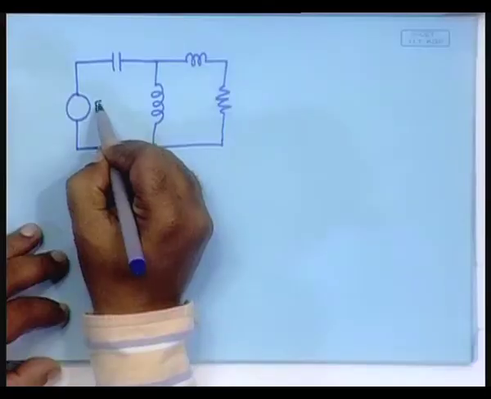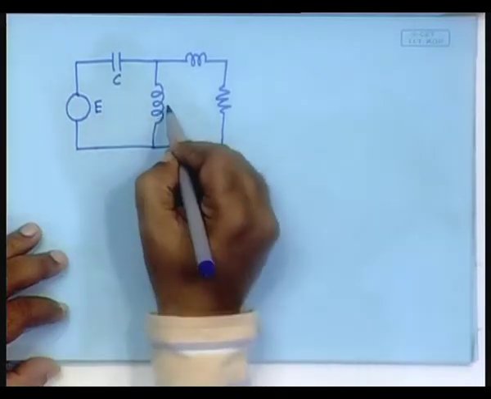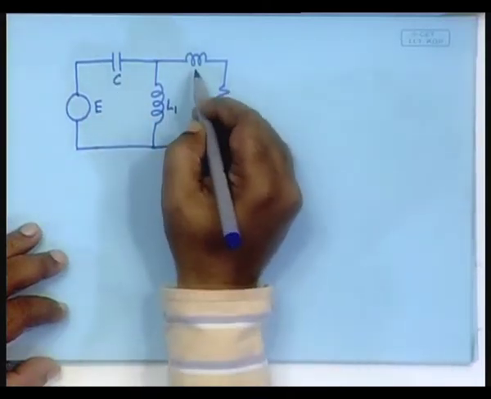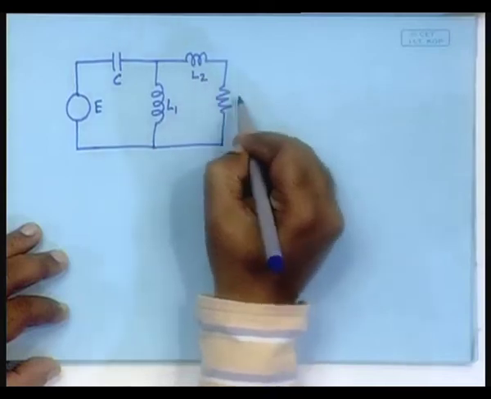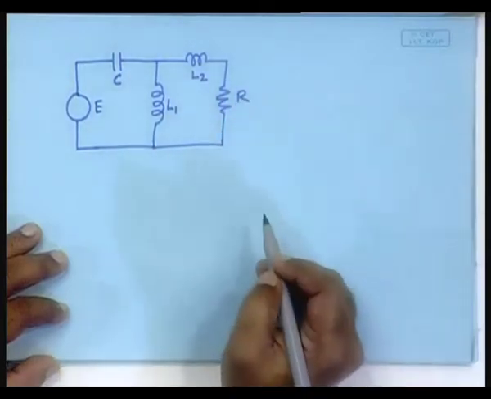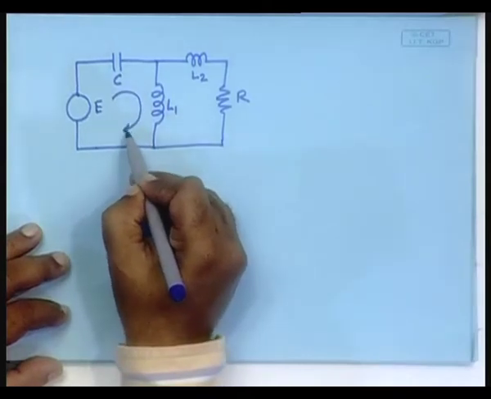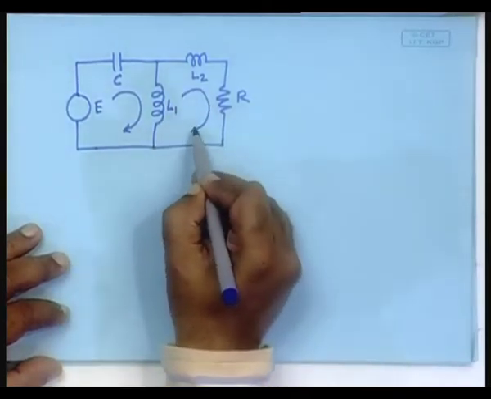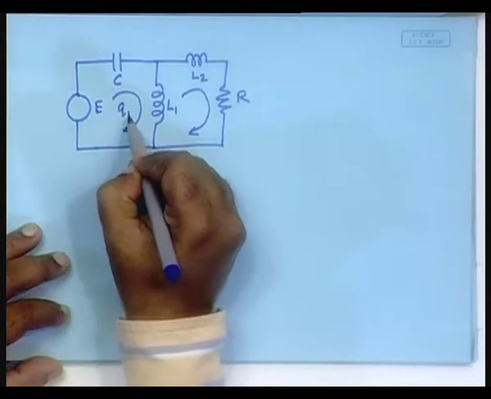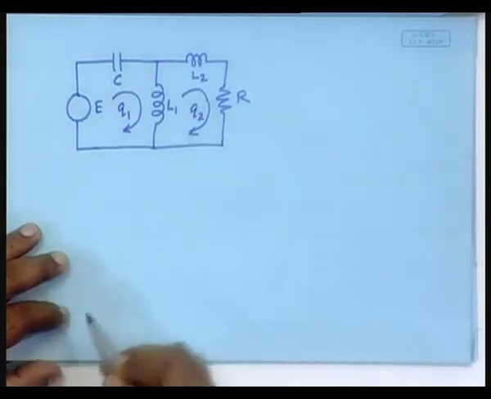Okay, so, here is E, here is C, L 1, L 2 and R. How will we go about it? First, we will define the charges flowing in the loops, which are q 1 and q 2. These are the position coordinates.